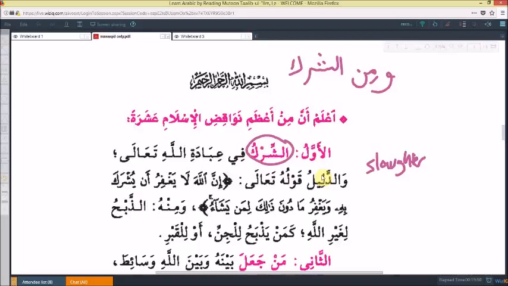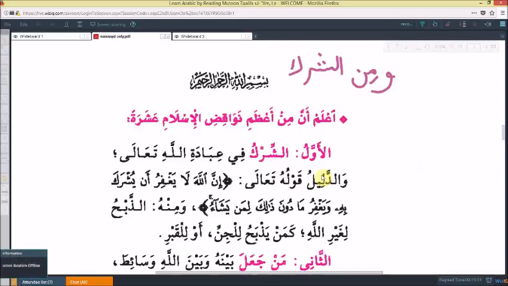الذبح لغير الله. غير meaning other than. Like we say, سبحانك اللهم وبحمدك وتبارك اسمك وتعالى جدك ولا إله غيرك. غيرك, other than you. There's no God other than you. Like we say, غير المغضوب عليهم ولا الضالين. Other than those who have earned your anger, or those who went astray. لغير الله. Slaughtering for other than Allah.